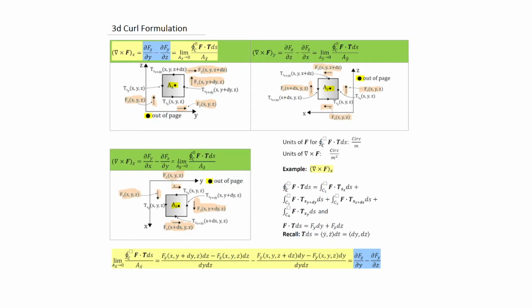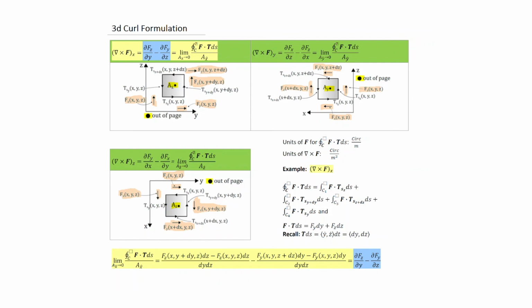Okay, so the last thing now is to look at the 3D curl formulation. In the 3D curl formulation, we know it's a vector that points in the x, y, and z direction. And so what we do is we set up three different circulation integrals, one in the xy plane, one in the zx plane, and one in the zy plane.